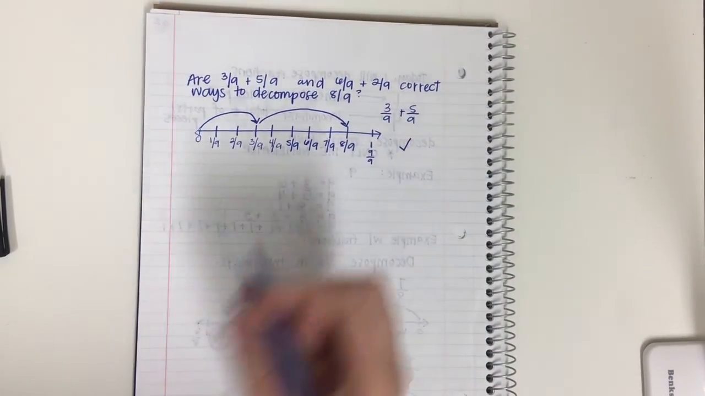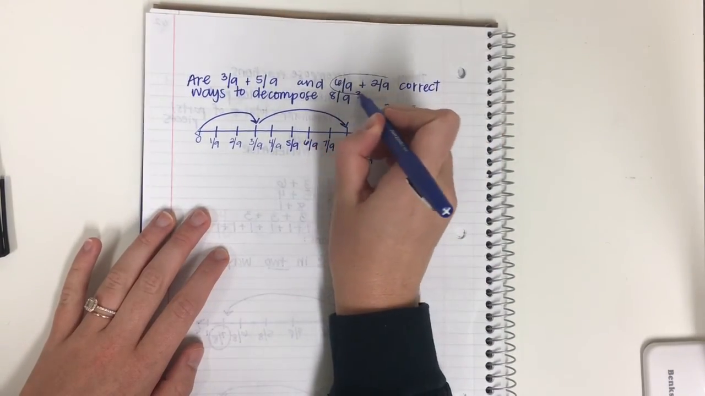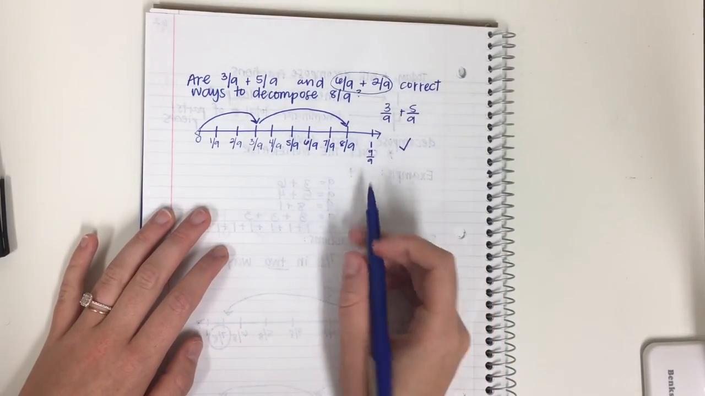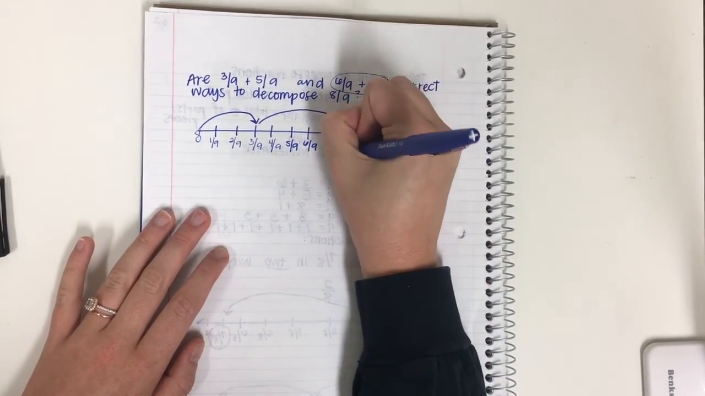Okay, now I want you to draw for homework this one, 6/9 plus 2/9. And I want you to tell me if it adds up correctly to 8/9.